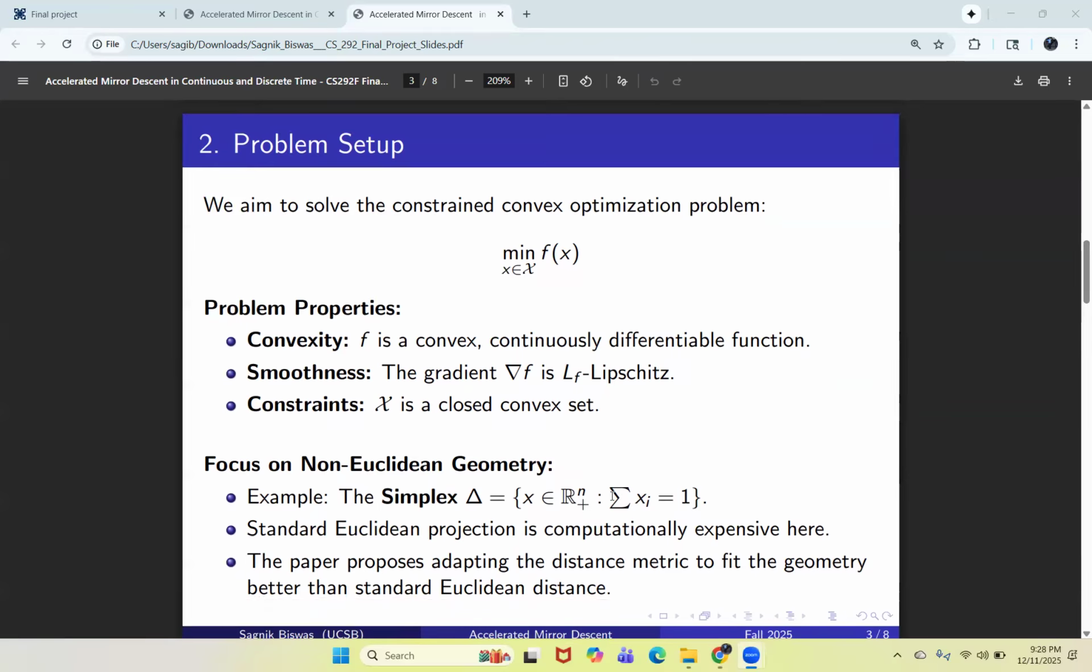In class, we often look at Euclidean constraints, say like a ball or a box. But this paper focuses on cases where the geometry is non-Euclidean. And a very classic example for this would be the simplex, where variables are basically probabilities that sum to one. And if you were to do a standard Euclidean projection onto a simplex, that would be very computationally expensive, and it would also be very geometrically unintuitive. So that's why we're using mirror descent, which is able to adapt the distance metric to fit our problem's geometry, right? Tailor it to the geometry of our own problem.